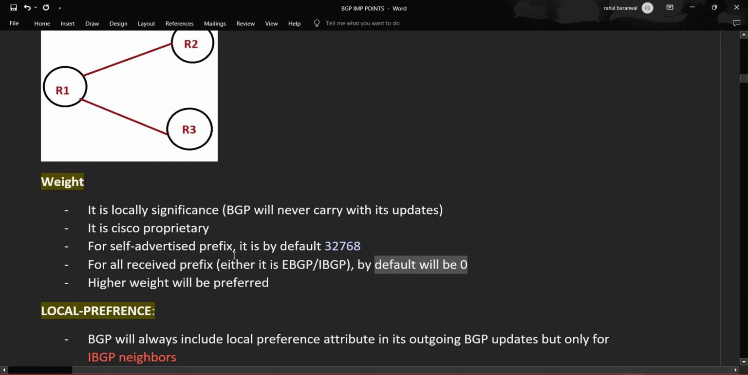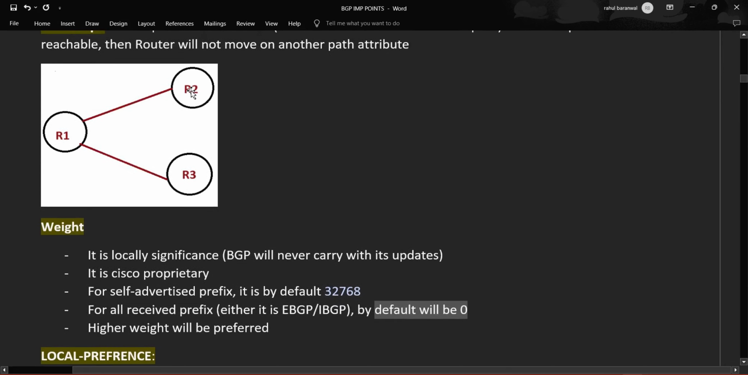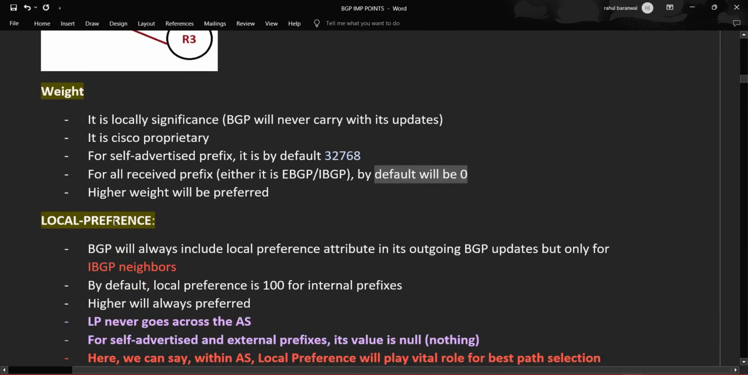Okay, now suppose R1 is receiving prefixes from R2 and R3, or we can say we are receiving the same prefixes from R2 and R3, right? As I said, for all the received prefixes, weight will be 0 by default. So here we cannot decide whether the R2 path or the R3 path will be best, right? So we need to check the next path selection criteria, that is local preference.